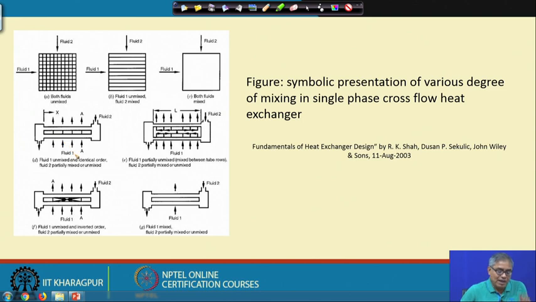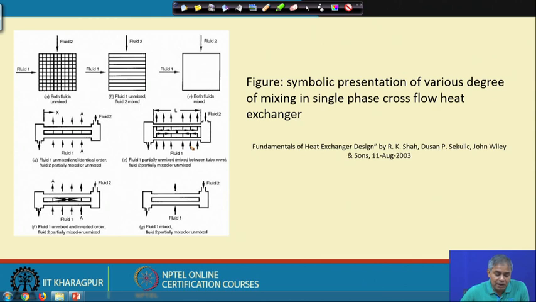So, here what will happen is that the liquid will be fluid 1, and the gas will be unmixed and will remain unmixed as it is going out. Okay. Fluid 2, of course, will get partially mixed or will remain unmixed. Why will it get partially mixed? Because here there is a plenum. So, there could be some sort of partial mixing.